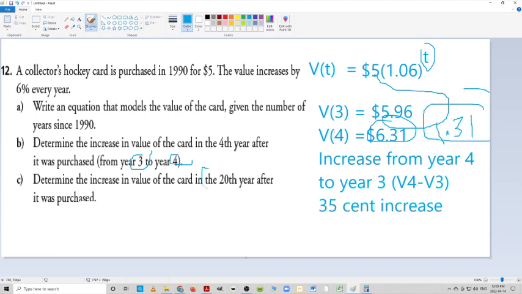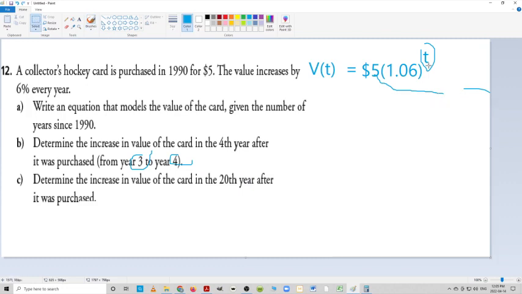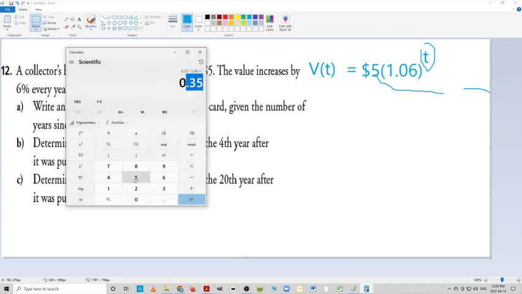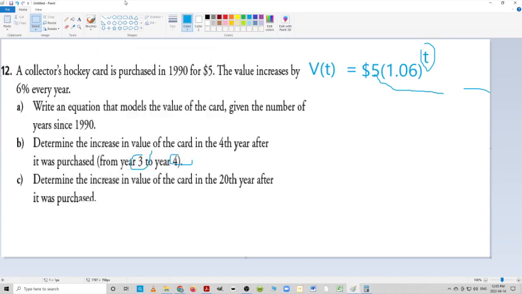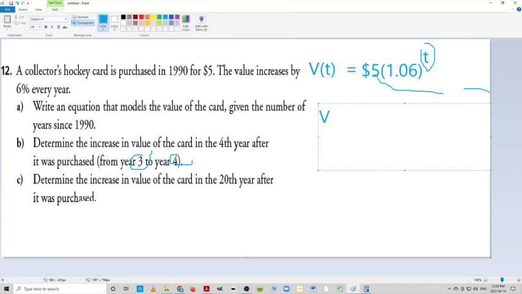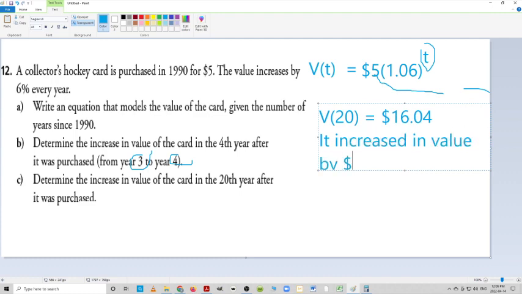And then they want to know the 20th year, so we'll do it for 20. What do we do for 20? We just put a 20 in for time. So we do 1.06 to the exponent of 20, and we multiply by 5. And we get this. So the value in year 20 is equal to this, but we have to round it right there. It becomes a 4. It increased in value by $11.04.